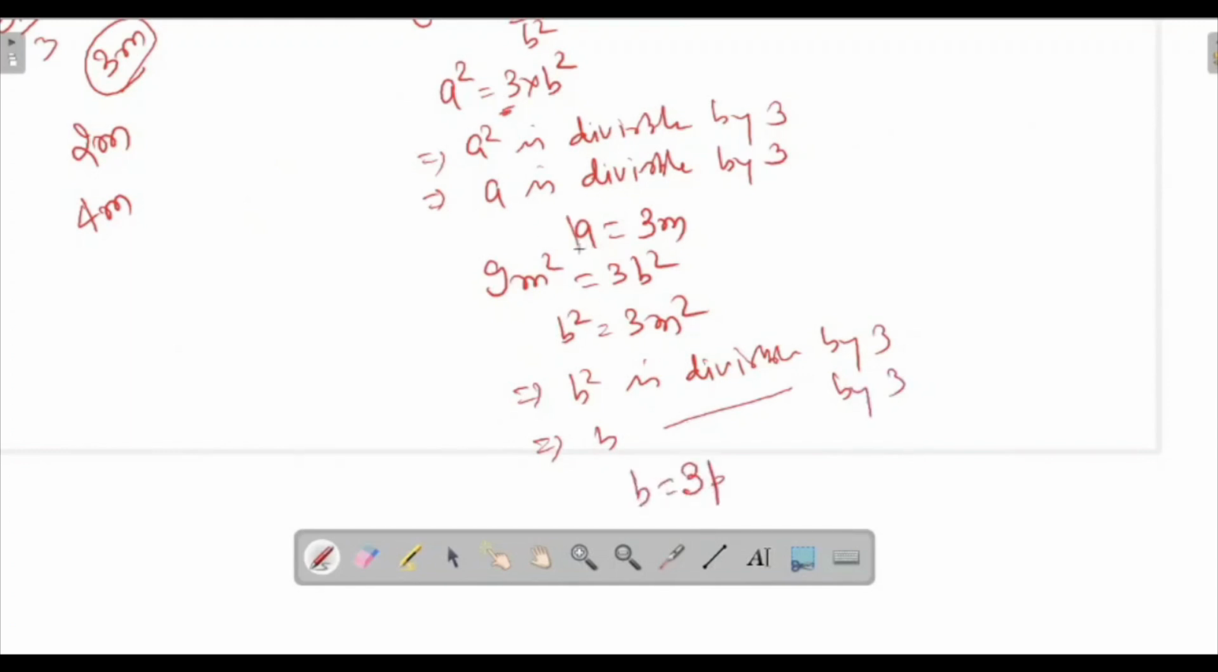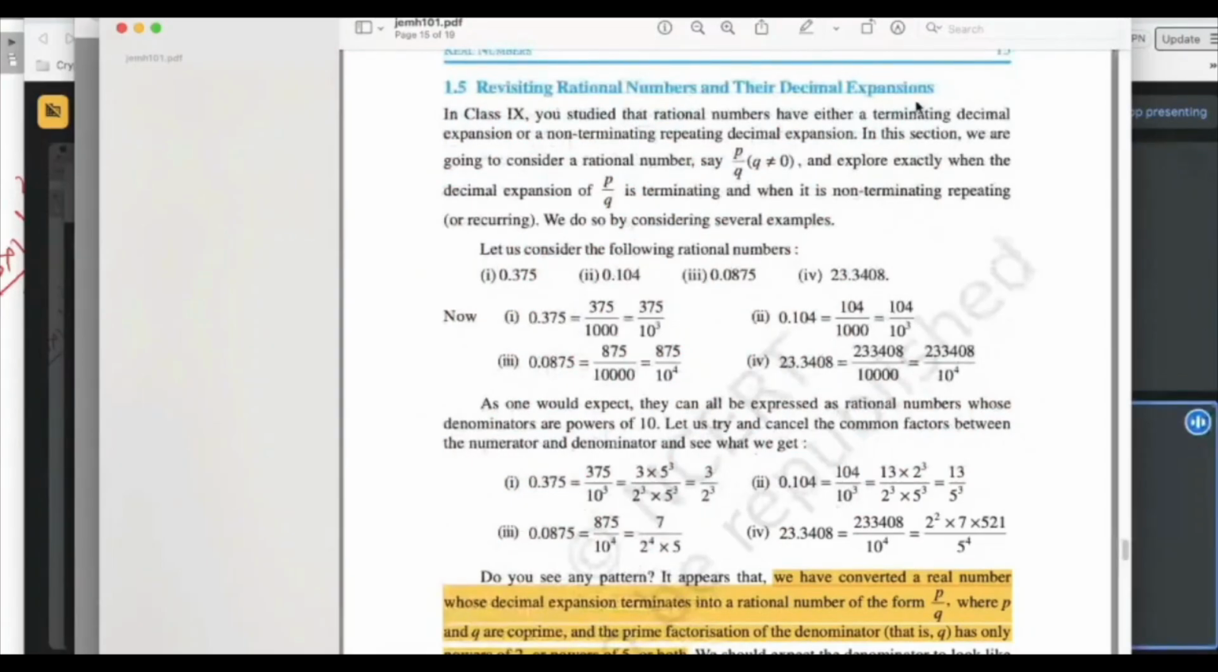Now I look at a equals to 3m and b equals to 3p. So there is a common factor of 3. So basically a and b are not co-prime. So our assumption is wrong, and that's the reason. Next: rational numbers and their decimal expansion.